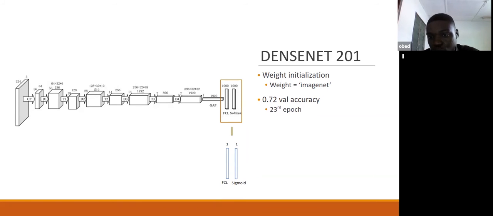So then I decided to move on with the DenseNet 201. And I increased that to 25 epochs because it passed my first 10 epochs threshold. And at the 23rd epoch, I got a validation accuracy of 0.72. So I did a checkpoint right there.